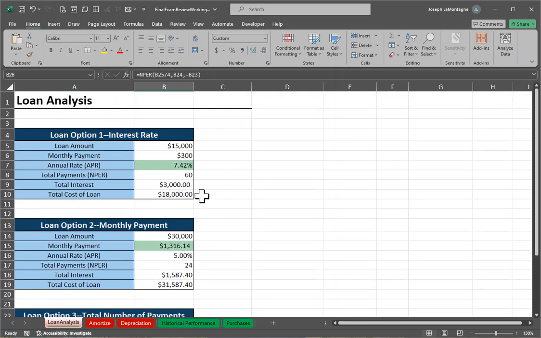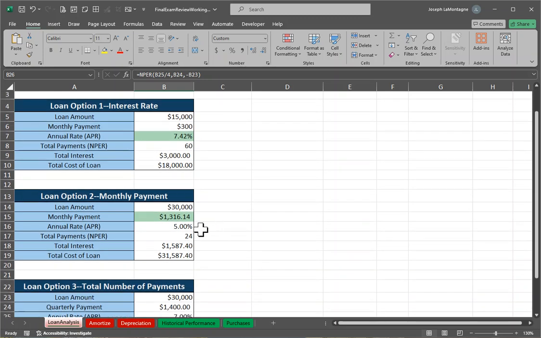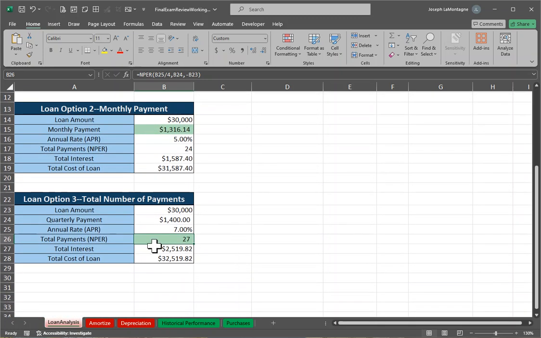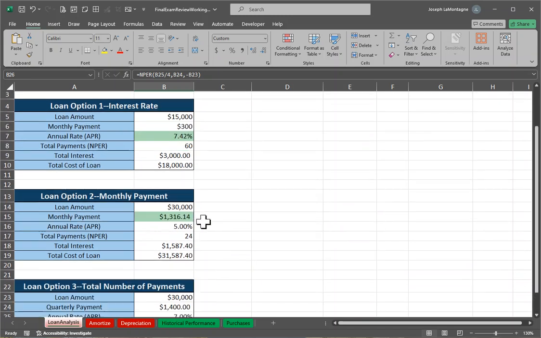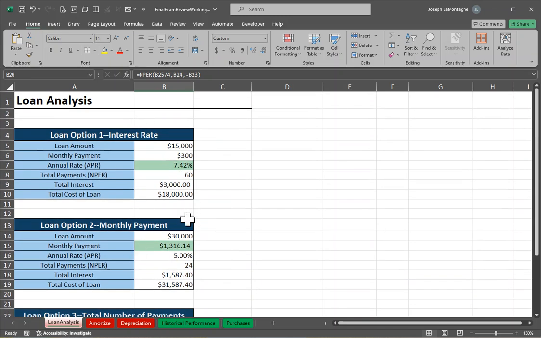Just to do a quick review, we did the interest rate. The key here is to remember that when we use the rate function, that gives us the periodic interest rate, not the full annual interest rate, so we have to multiply by 12. Then the monthly payment, which we've done a number of times, and finally the total number of payments. So that is the first part of the review for the loan analysis.